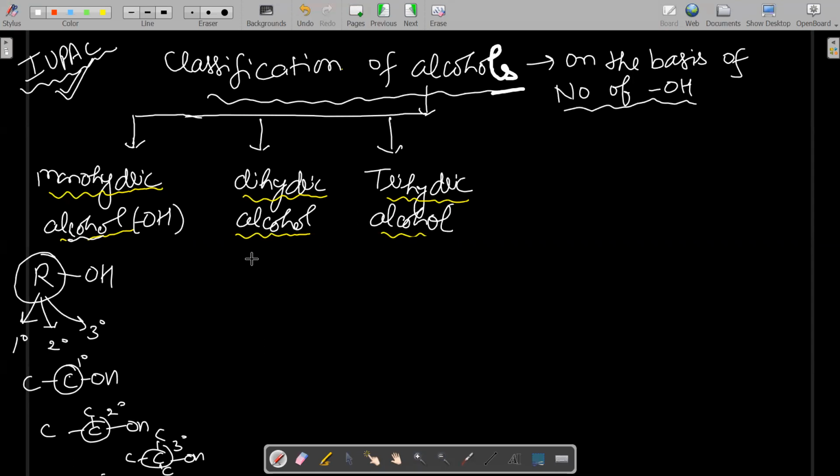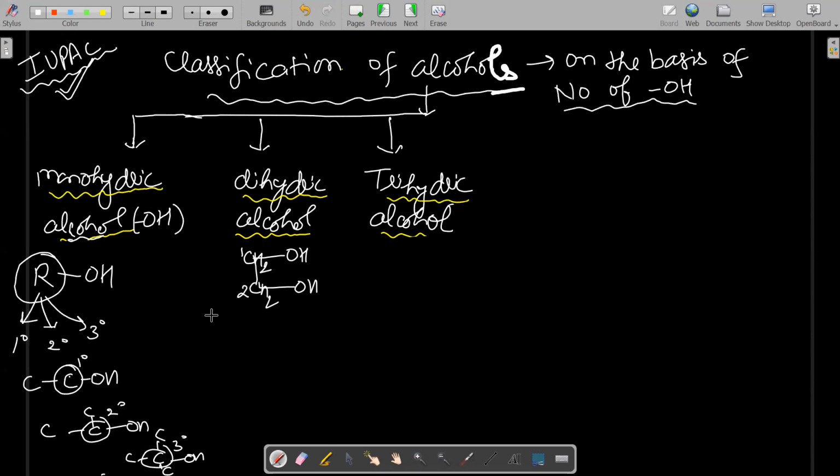Now, what do you mean by dihydric alcohol? It means a compound having two OH groups like this. Can you see it? What is the name of this compound? Basically, this is CH2, this is CH2. So this is called a vicinal diol. What do you mean by vicinal diol? As you already know, it has alcoholic groups present at two adjacent carbons.